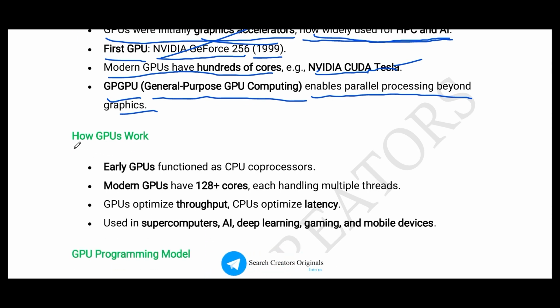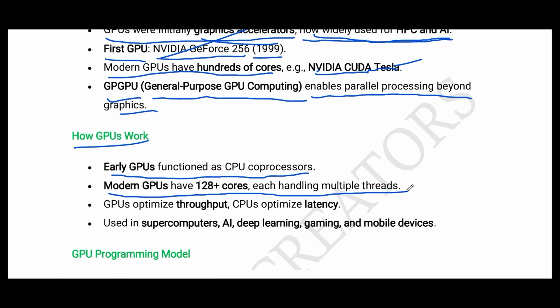Next is how GPUs work. Early GPUs functioned as CPU co-processors. In the early beginning stages, GPUs functioned as CPU co-processors. Modern GPUs have 128 plus cores, each handling multiple threads.